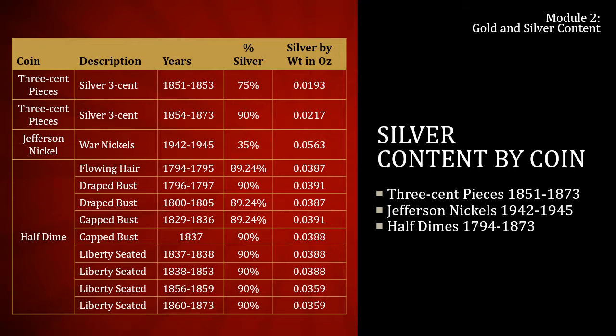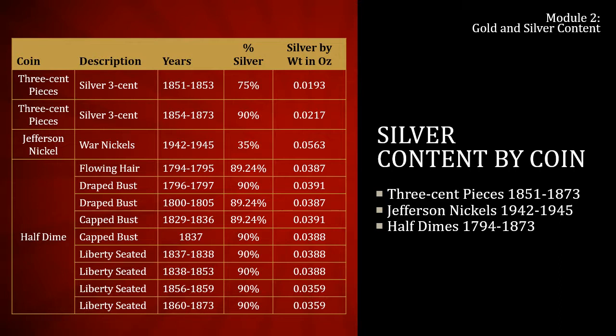They're 35% silver. So the way the table works is the coin is in the first column, a description in the second column, the years in the third. Then the fourth column is a percent silver in the coin, sometimes referred to as purity. And then the last column is when you take the total weight of the coin multiplied by the percent silver, we'll actually end up with a weight of silver in the coin in troy ounces.